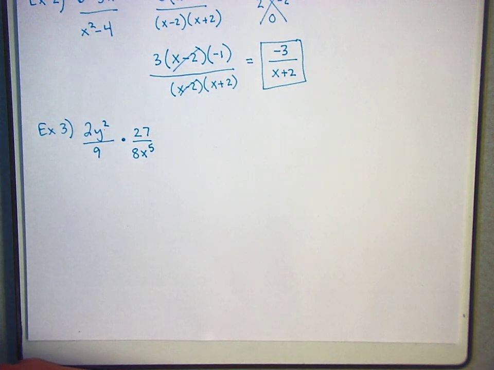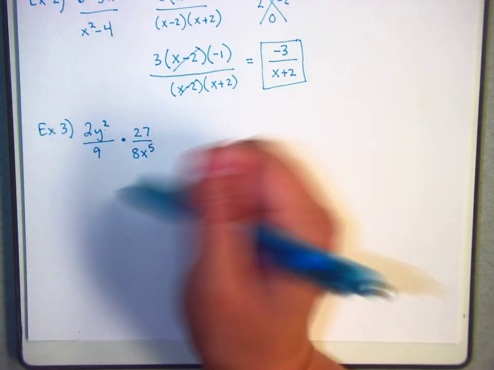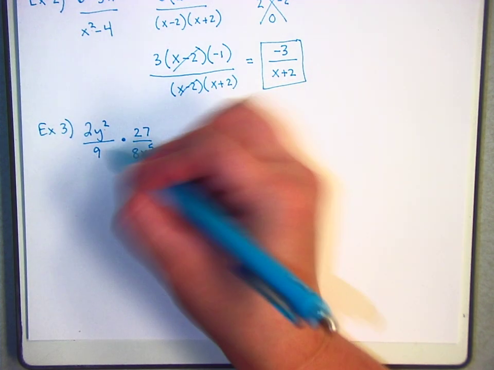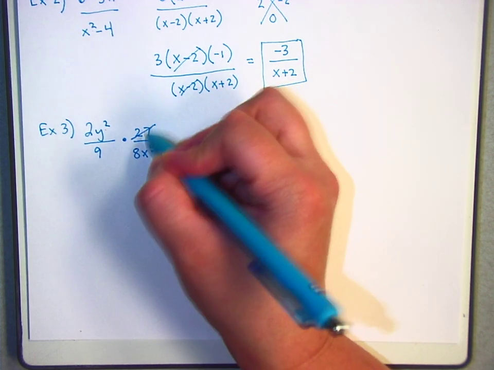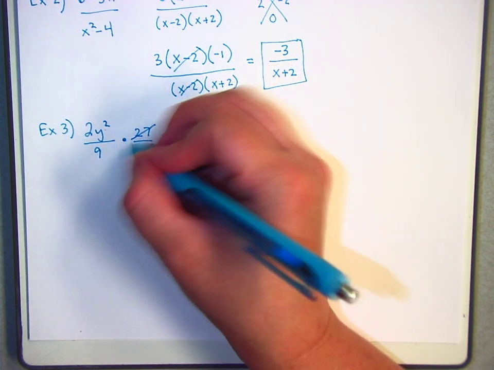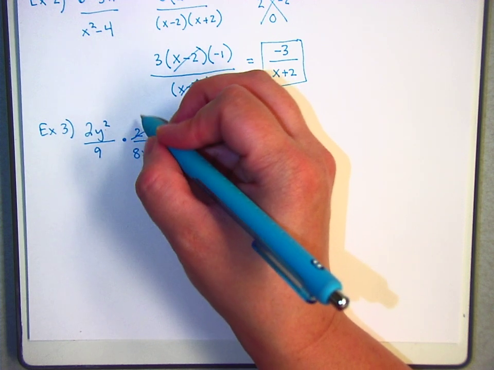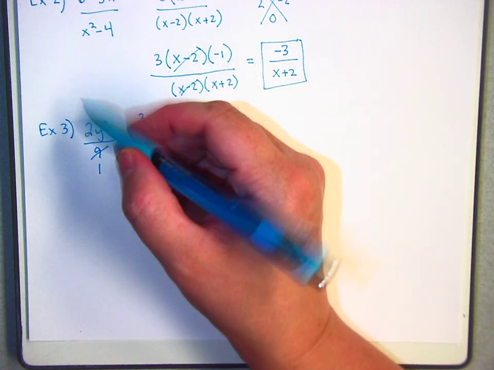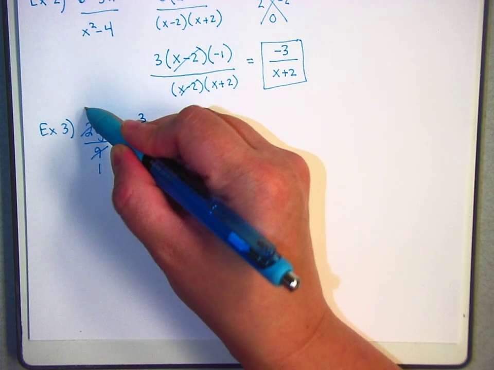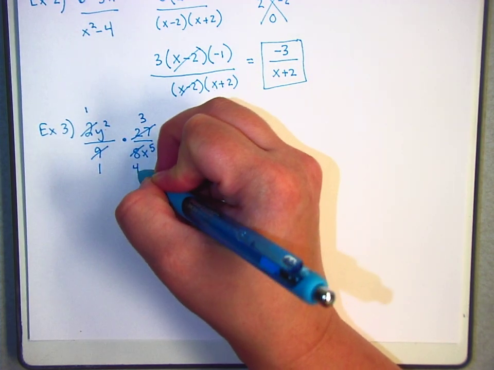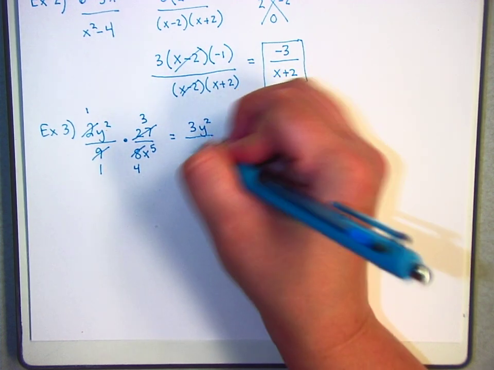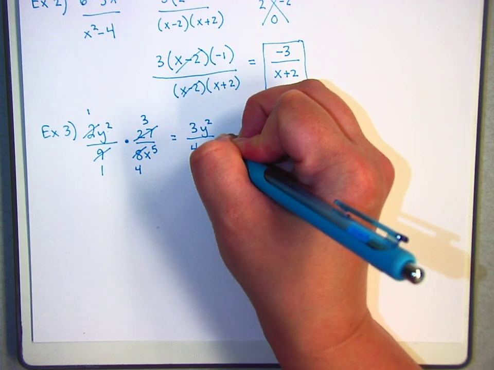This one is just like normal. Notice that they don't have any pluses in here, no minuses, so we can really start canceling out right away. I'm going to take a 3 out of the top and the bottom. If I take 27, actually I'll take a 9 out of the top and the bottom. 27 divided by 9 is a 3. 9 divided by 9 is a 1. I'll take a 2 out of here and here, that's a 1, and this one becomes a 4, which leaves me with 3y squared over 4x to the 5th.